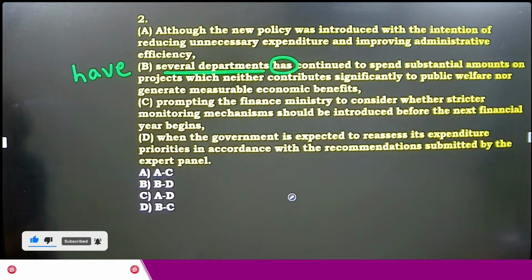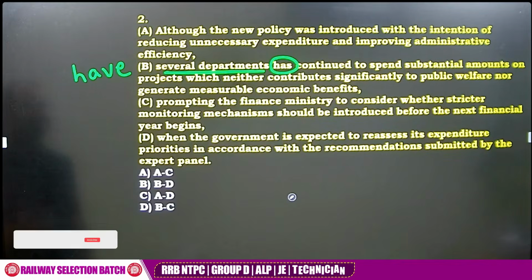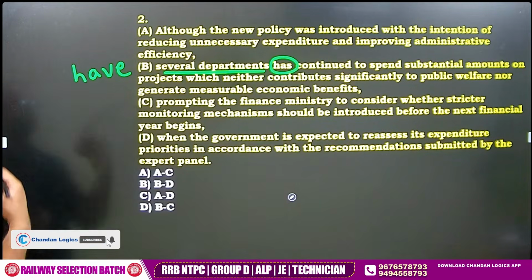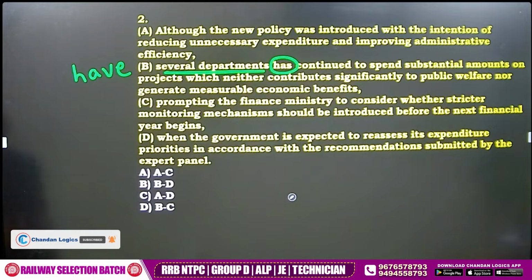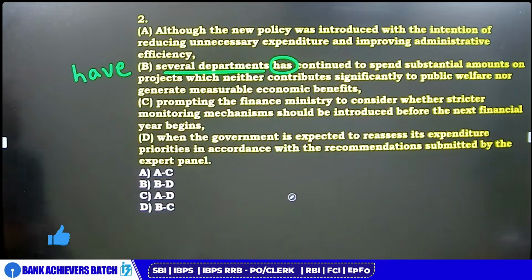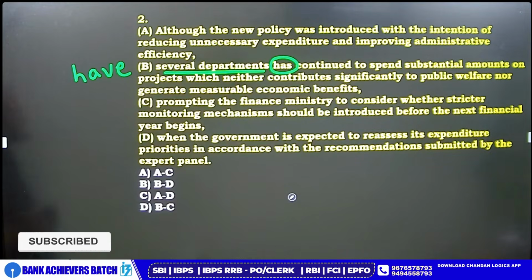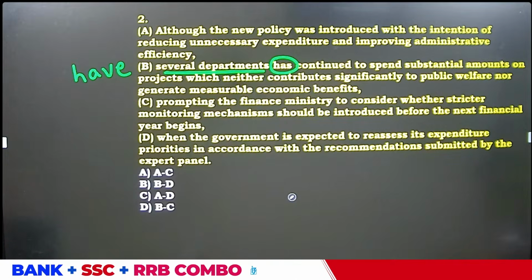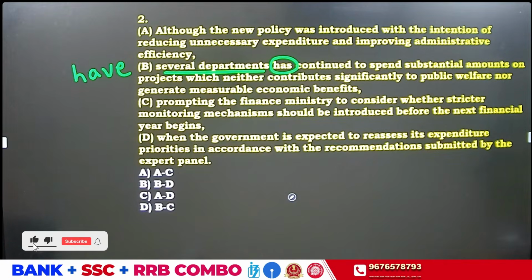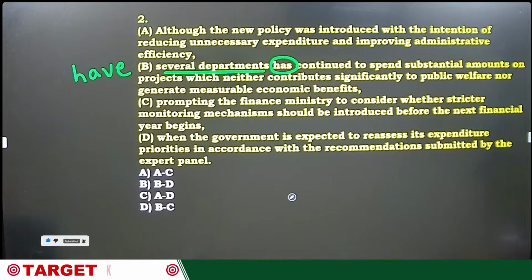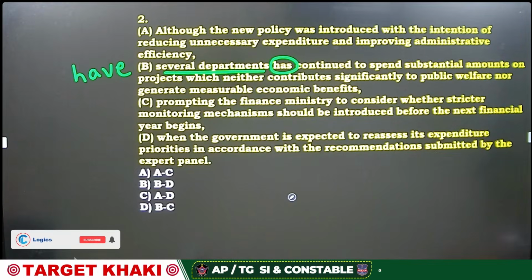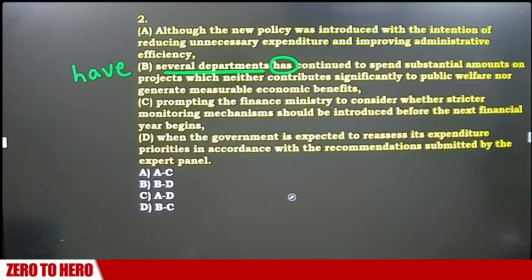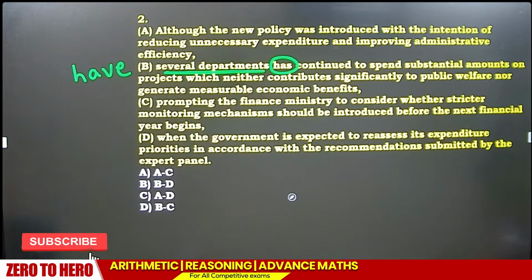I'll give you a clue. If you have to find the other error, that is based on your understanding of the sentences. So my suggestion is, you read the complete sentence, understand it, only then you can find the error. 30 seconds time. It is based on your understanding of the sentence. Nobody yet.